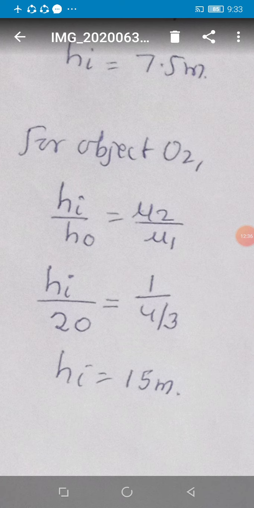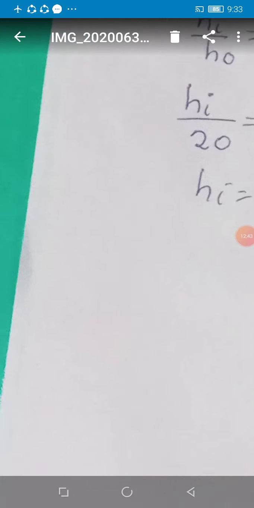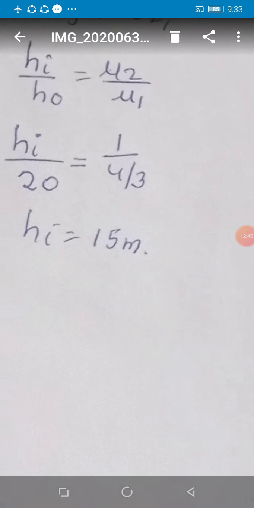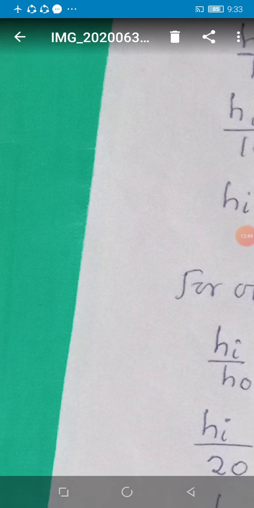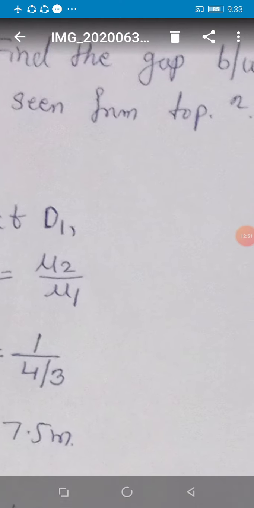Can you see, student, how the numerical is solved so easily? And the question is find the gap. Now student, I think you understood how much is the gap. You can find out how much is the gap, student. So once again I am repeating, student, how the conceptual numerical is solved in this case.